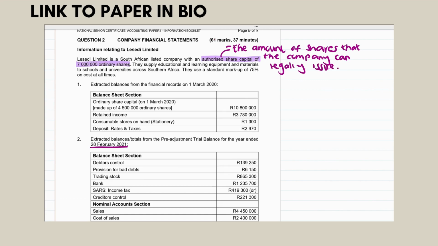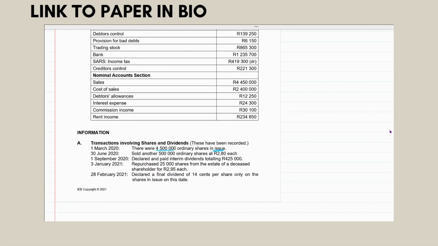That is simply what it is. And remember, this amount does not go as your starting amount in your ordinary share capital or in your retained income. This is just saying this is how many shares the company can legally issue. The company cannot issue more than 7 million shares. They're not allowed to legally.